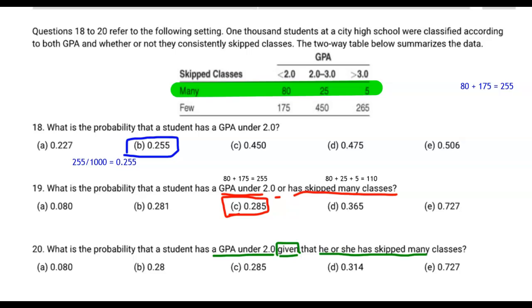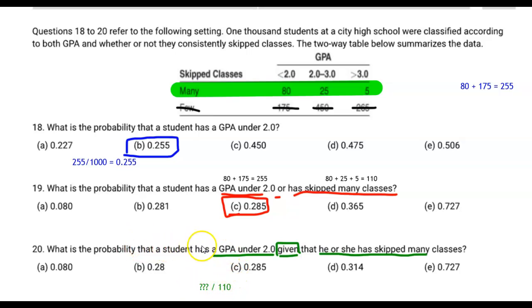Those are all of the kids that I care about. That means I don't care about any of the other kids. I know, sounds harsh. But anyway, he or she has skipped many classes. Well, that's 80, 25, and 5. That's 80 plus 30 is 110. Our new universe, all of the numbers that we're considering, is 110. So the probability is going to be something over 110.